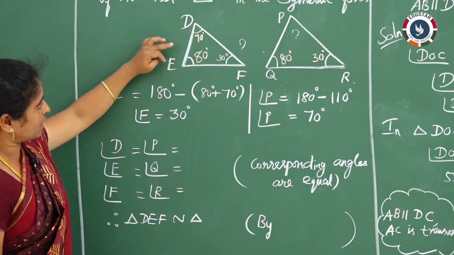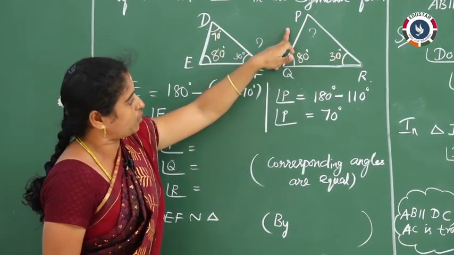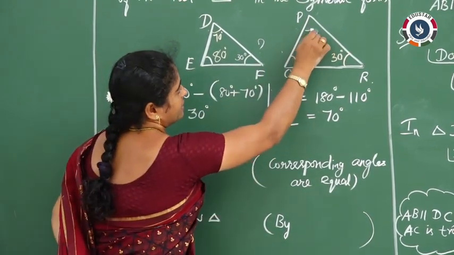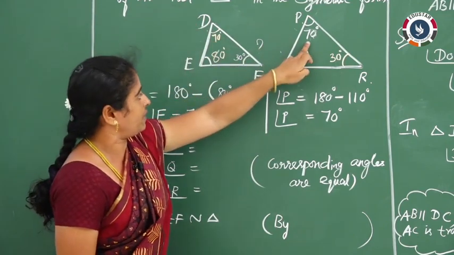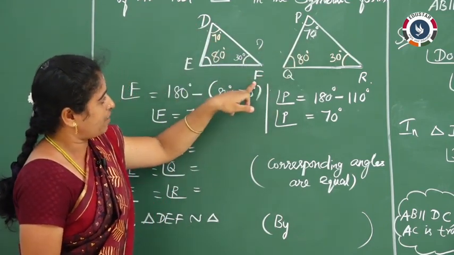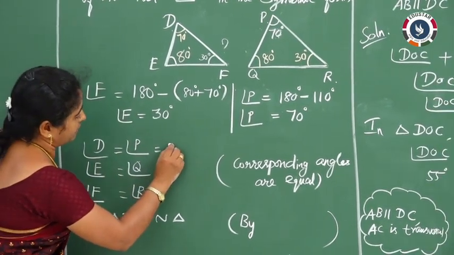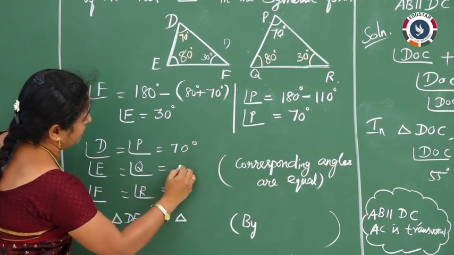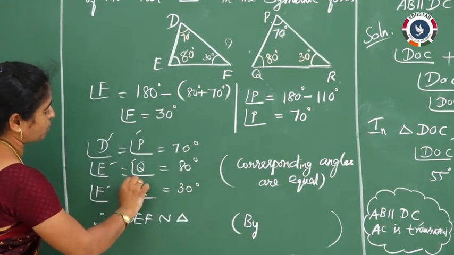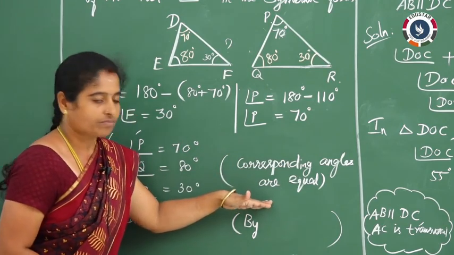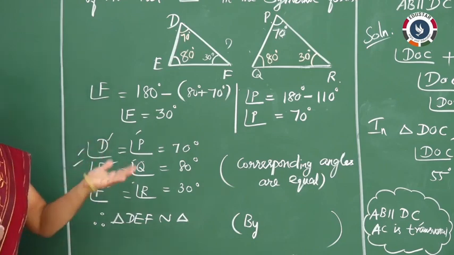So what are they? We are going to compare. We have angle D as 70 degrees. In which angle do we have 70 degrees in the second one? Exactly, angle P. So you are going to compare D with P, E with Q, F with R. So when you compare, angle D is 70, E is 80, F is 30. So those pairs of corresponding angles are equal, and we can directly show that two angles being equal, corresponding angles are equal.